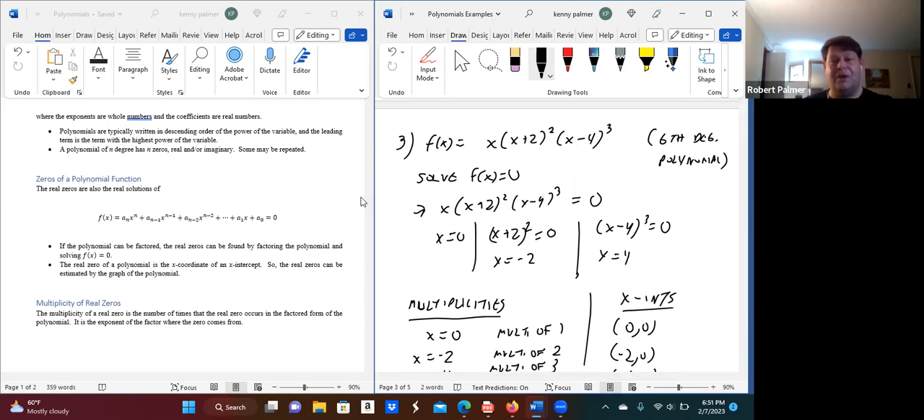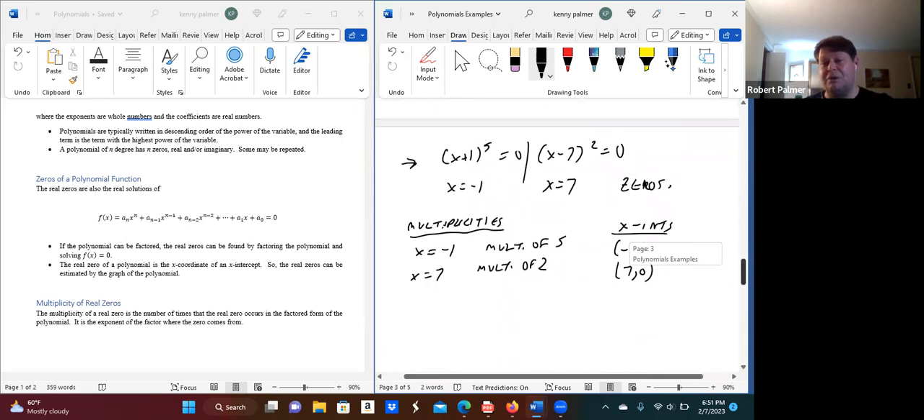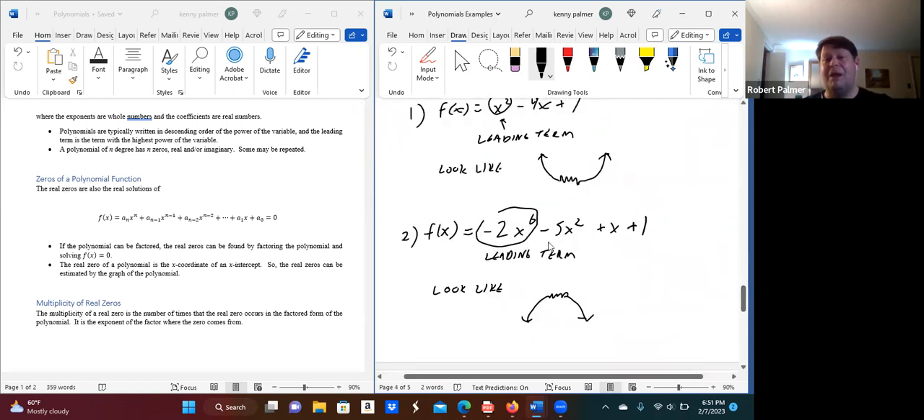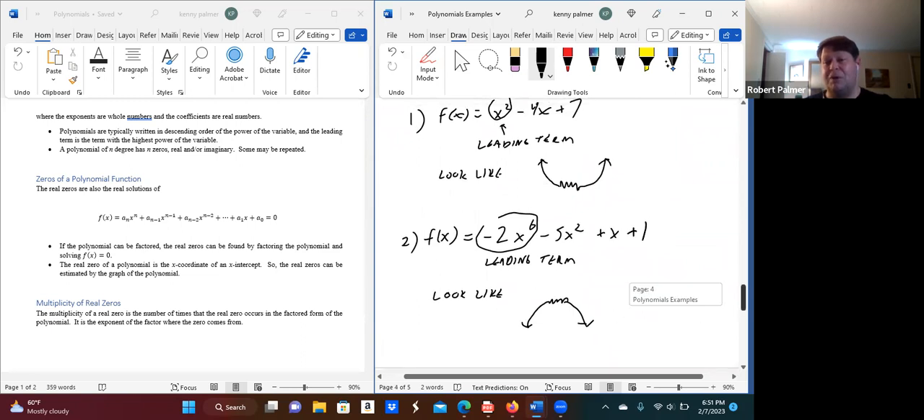And then we learned what the long-term behavior of a polynomial was far from 0 based on its leading term. From that leading term, we can figure out what it does when it's far from 0.